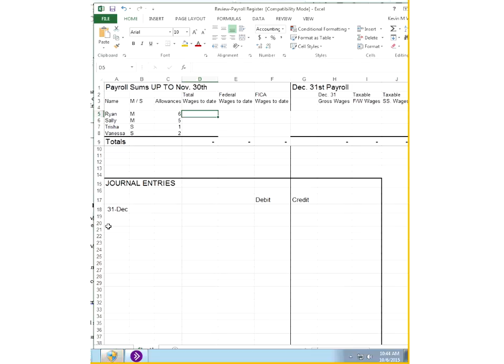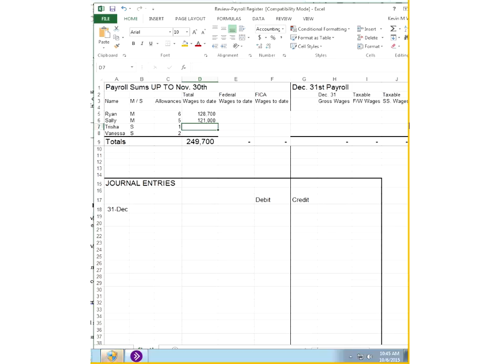So if I was going through this, I see Ryan, he makes $11,700. So I'm going to do a formula to have Excel calculate all this for me. He makes $11,700 gross wages up and through 11 months that he's been here. This employee has earned $128,700. And I'm going to do that for Sally as well.